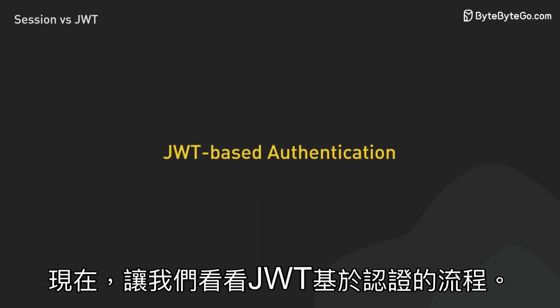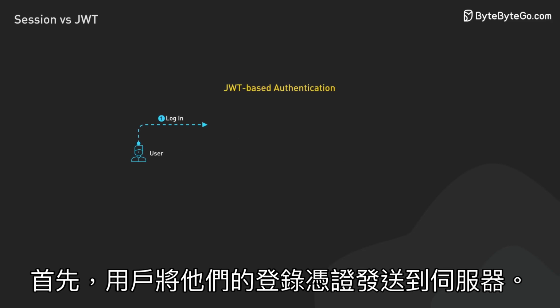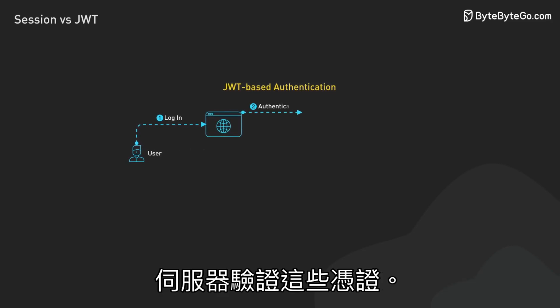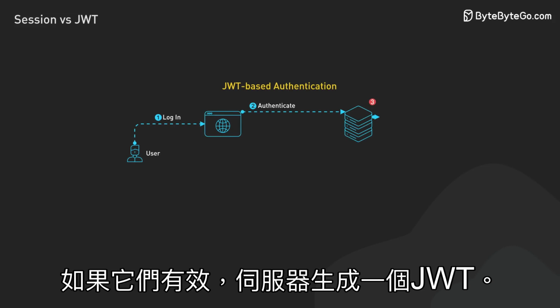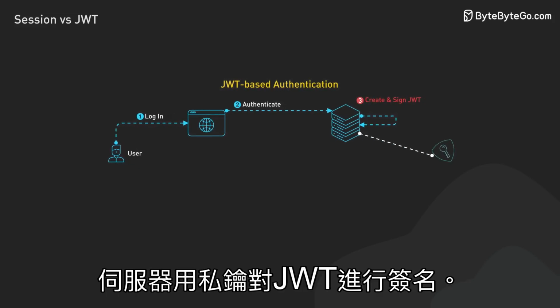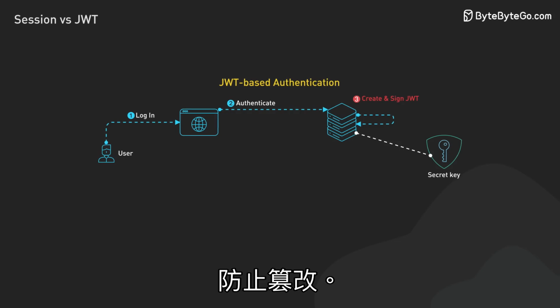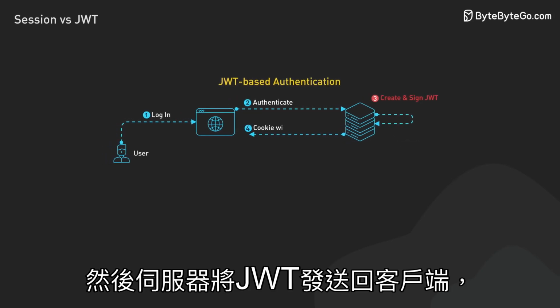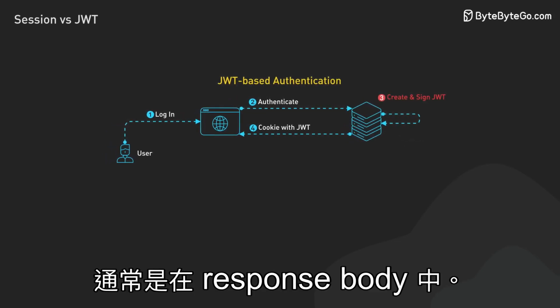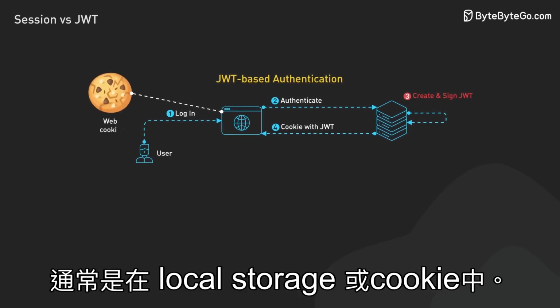Now, let's look at the flow of JWT-based authentication. First, the user sends their login credentials to the server. The server verifies these credentials. If they are valid, it generates a JWT. The server signs the JWT with a secret key. This signature ensures the integrity of the token, preventing tampering. The server then sends back the JWT to the client, typically in the response body. The client stores the JWT, usually in local storage or a cookie.